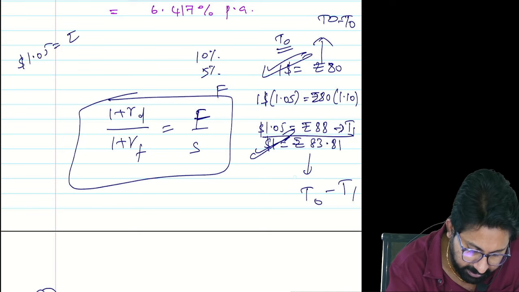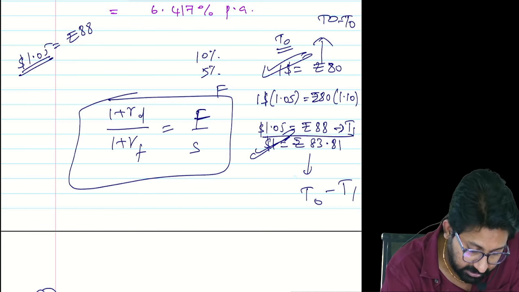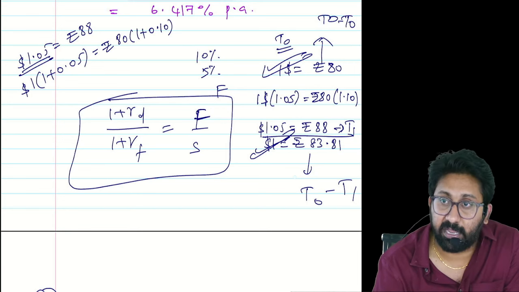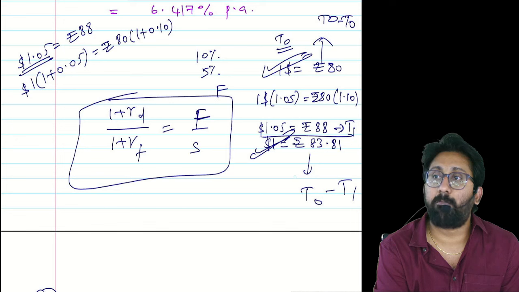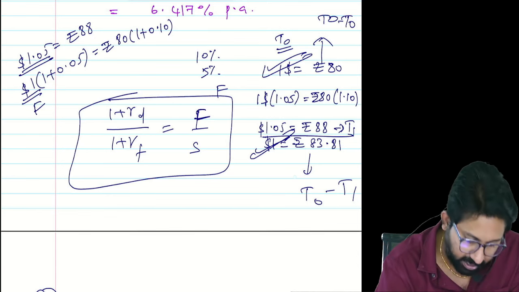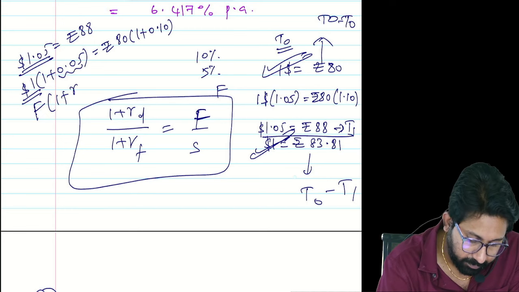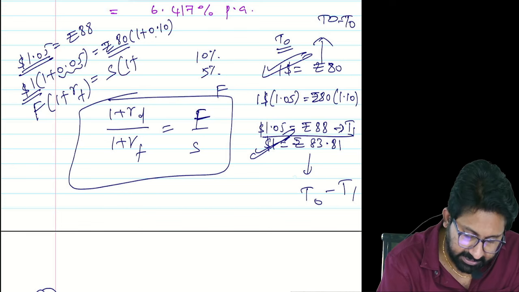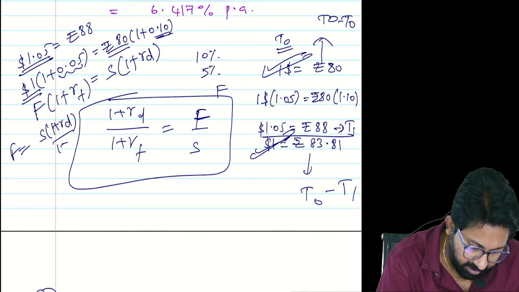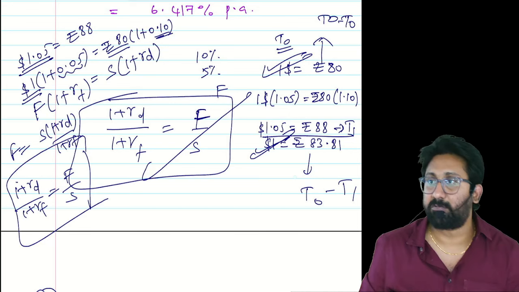Dollar 1.05 equals rupees 88. This $1.05 can be written as $1 into (1 + 0.05), correct? This 88 can be written as rupees 80 into (1 + 0.10), correct? We want the forward rate for the dollar, so this $1 I write as F. I want the forward rate for that. Plus this is RD or RF, the foreign rate. Equal to the spot rate into (1 + RD) or (1 + RF). So F = S into (1 + RD) / (1 + RF). Taking S to the other side, (1 + RD) / (1 + RF) = F / S. This is how the formula came.